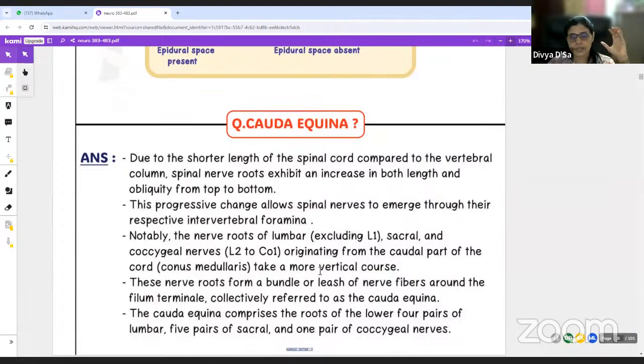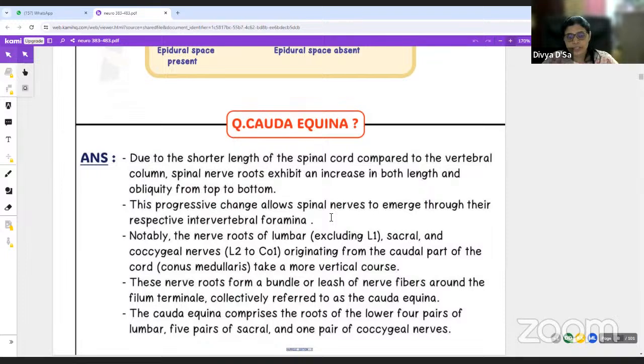Now, the cauda equina. What is it? Due to the shorter length of the spinal cord compared to the vertebral column, the spinal nerve roots exhibit an increase in both length and obliquity. The spinal cord ends in adults at the lower border of L1, but the nerves have to supply up to S5 and the coccyx. So the nerves coming down from the above spinal segments form a tuft of nerves together, which looks like the tail of a horse. Cauda is the tail, equina is horse.